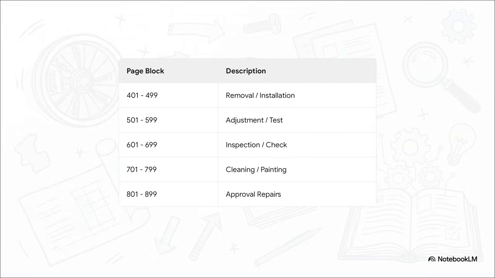Let's continue with the rest of the blocks. I literally cannot stress this enough. You have to know these. Block 401 to 499 is specifically for removal and installation, like taking out a line replaceable unit, an LRU, and putting a new one in.